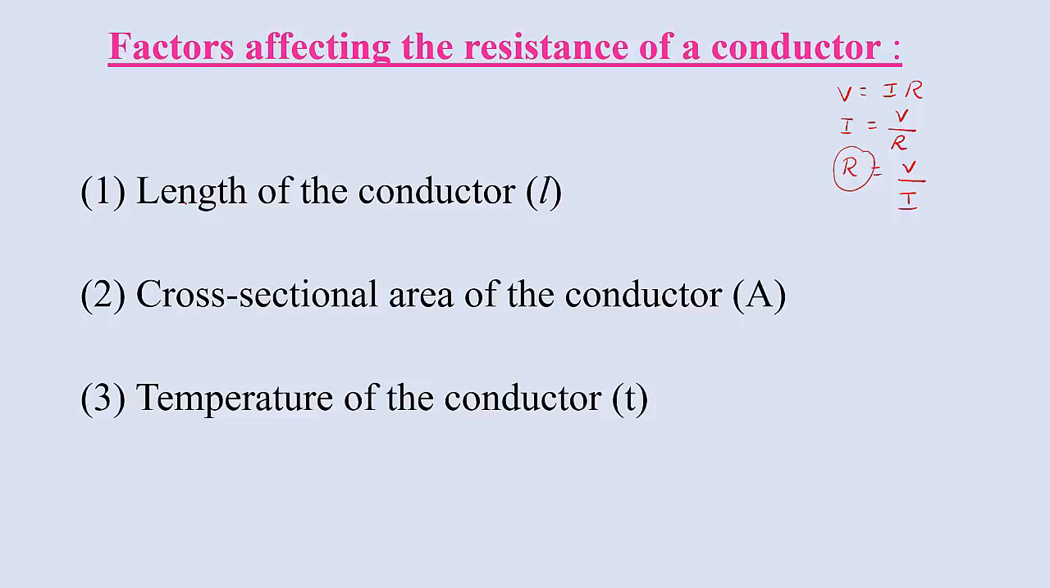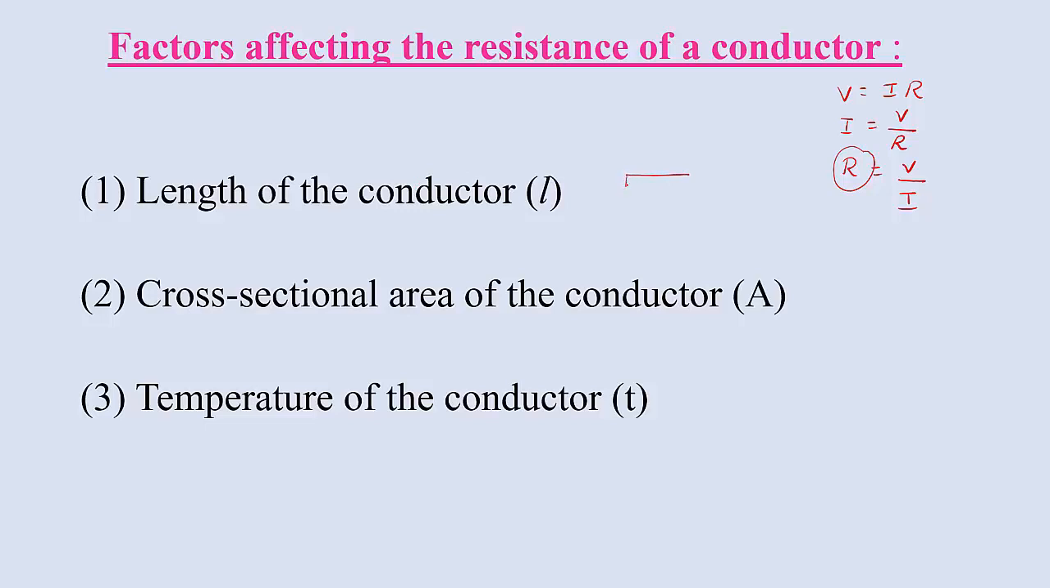There are three factors that affect the resistance of a conductor. The first factor is the length of the conductor. The second one is the cross-sectional area of the conductor, A. And the third one is the temperature of the conductor, T. How are these three factors affecting the resistance of a conductor? Let us see. The first one is the length of the conductor.